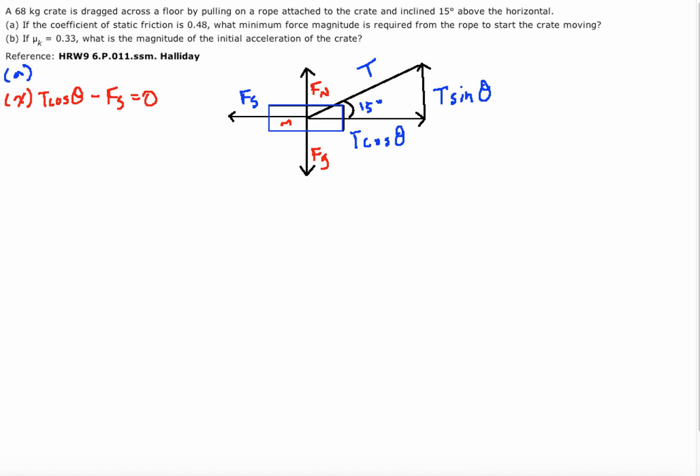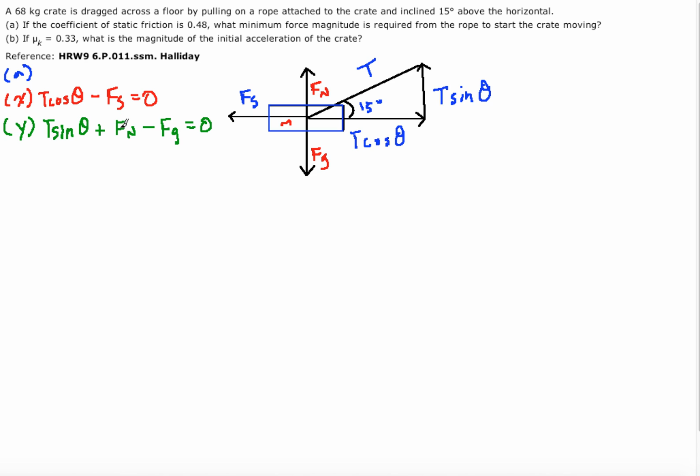So this is the x component, and now we can do the y. For y, we've got T sine theta plus the normal force, because they're both in the positive direction, minus Fg is equal to 0 again. Alright, so now we've got the equations of motion.